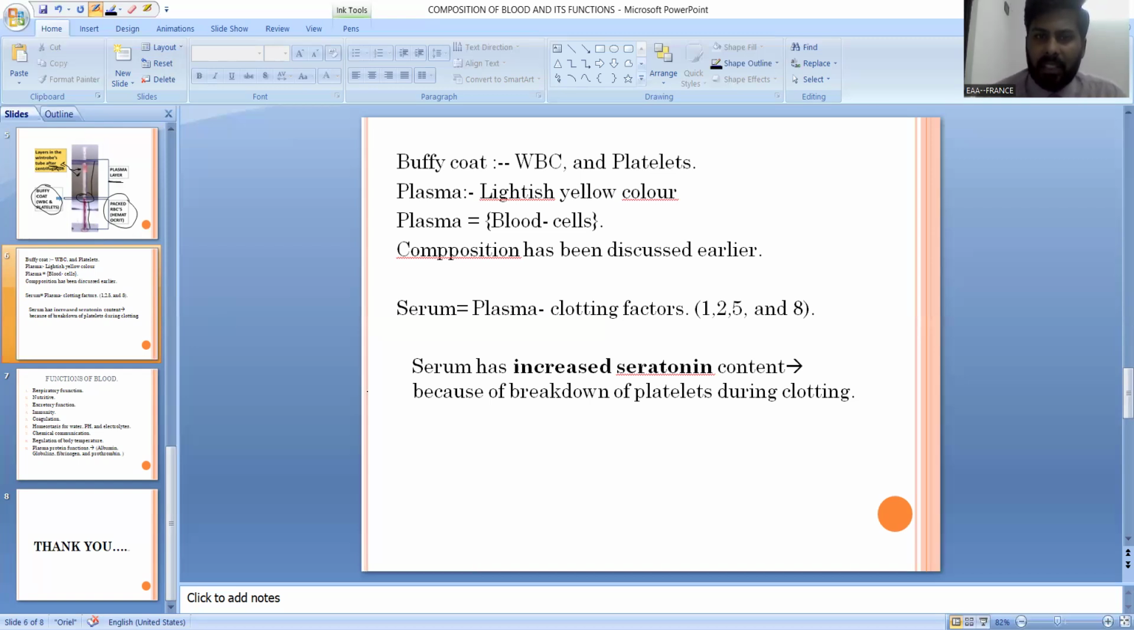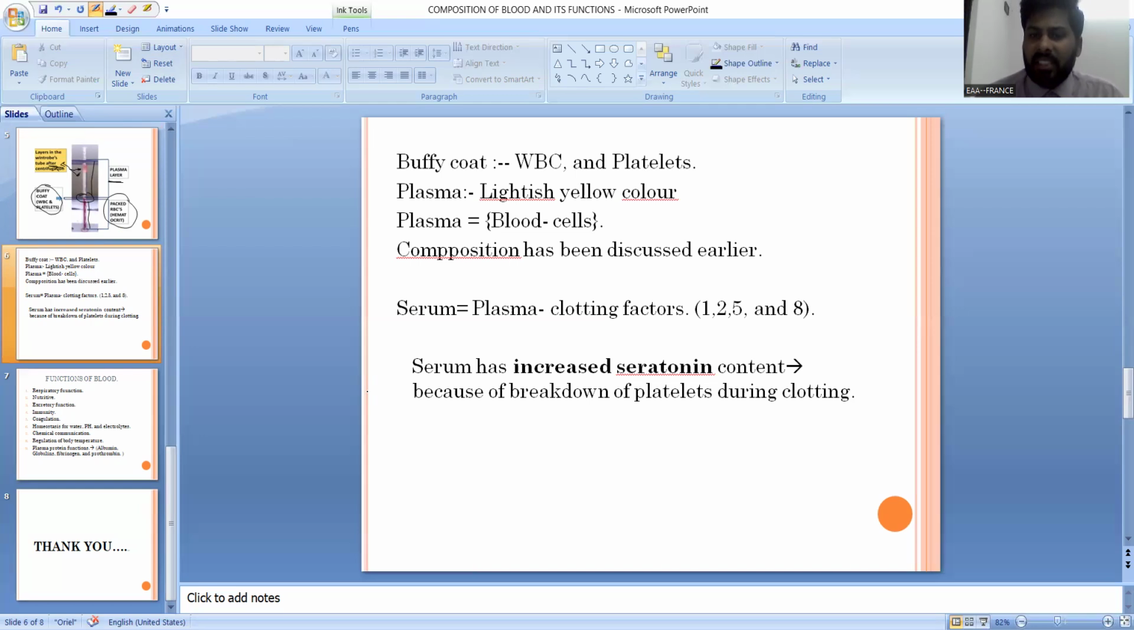And here, the composition of the plasma is already discussed earlier, right? It has organic and inorganic solutes, and a higher percentage of water is present in it. And what is serum? This plasma, if you remove clotting factors from it, mainly the clotting factors number 1, 2, 5, and 8, the rest of the part we call serum.